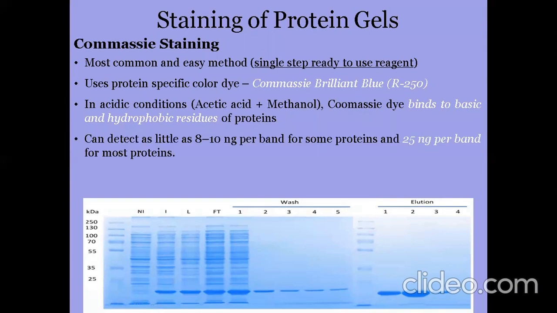Okay, and after that, it can detect as little as 8 to 10 nanogram per band for some proteins, and 25 nanogram per band of most proteins. So we are talking about Coomassie brilliant blue stain. So this Coomassie brilliant blue stain, what is its efficiency? It can detect as little as 8 to 10 nanogram per band for some proteins, and 25 nanogram per band for most proteins.